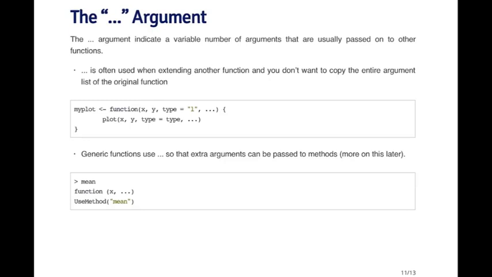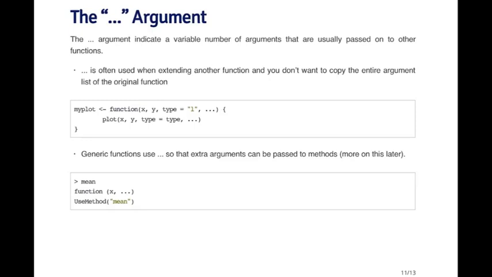For example, you might create a function that's called myPlot, and myPlot will replicate some of the arguments of the original plot function, like x and y, but it's going to change the default type argument so that instead of creating circles for points, you want it to create lines.